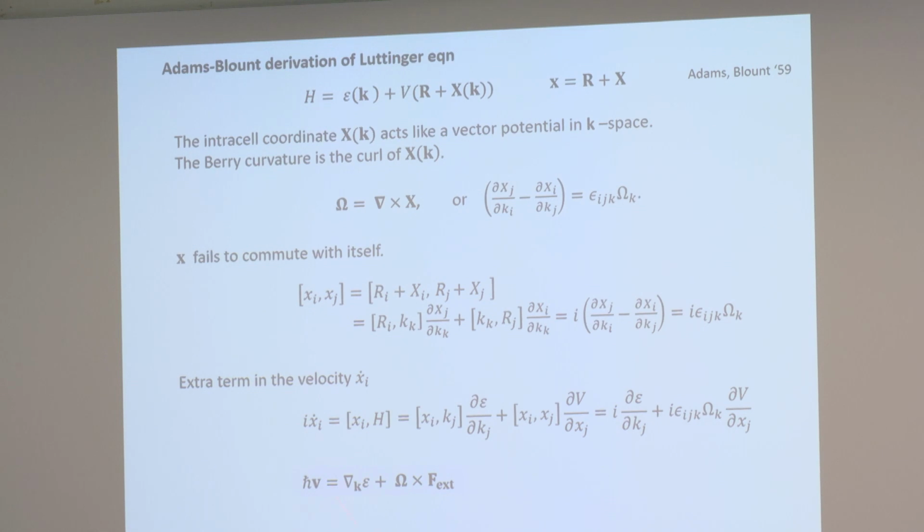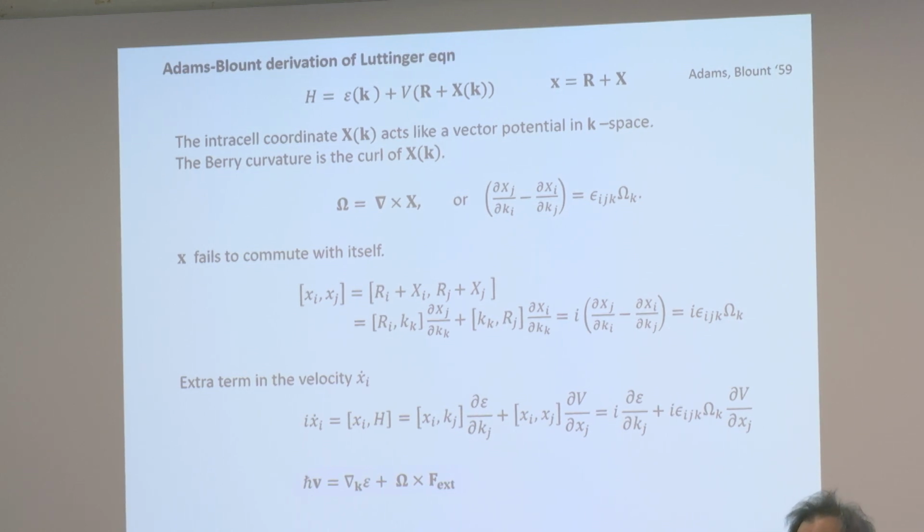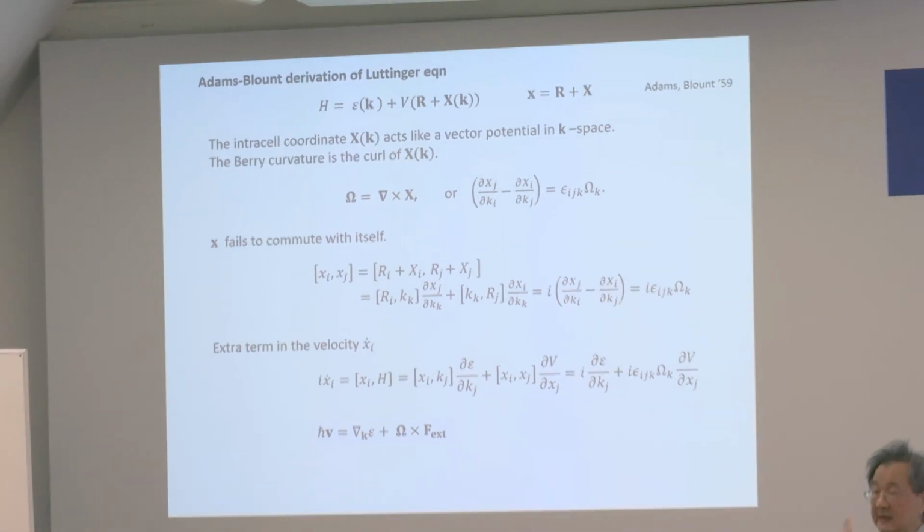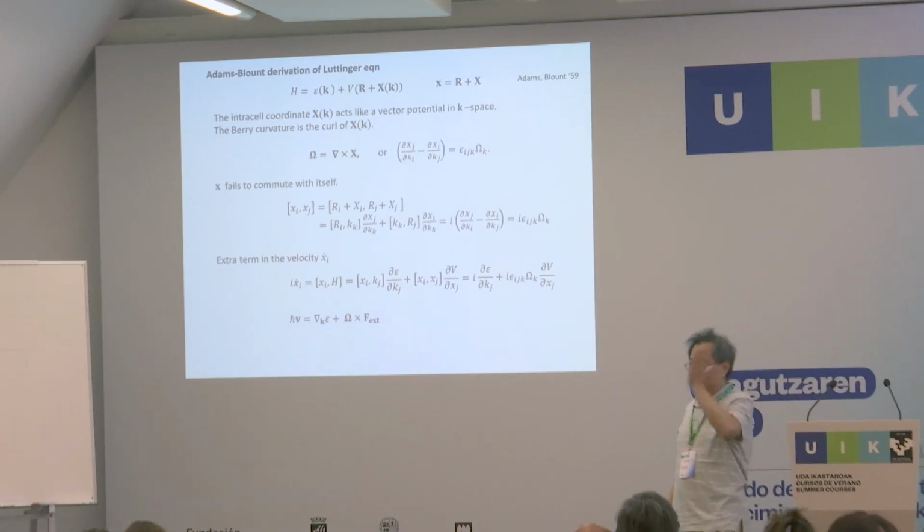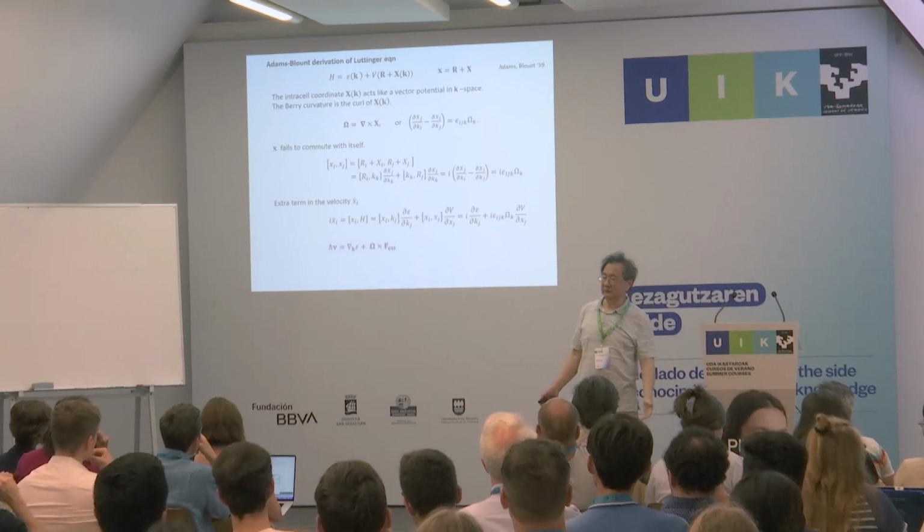Now, I think Luttinger was well aware of this derivation, but he insisted on working it out from the start. So, am I interpreting it correctly that X is the Berry connection? Yes. Yeah. So it's A, yeah. So fast forward 10 years and we'll call it A.